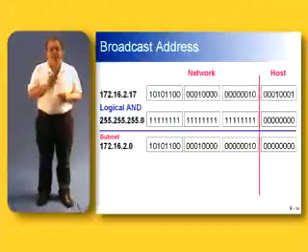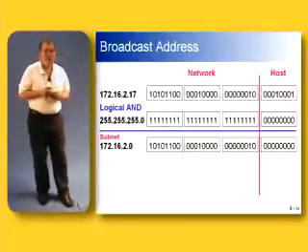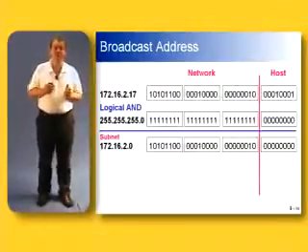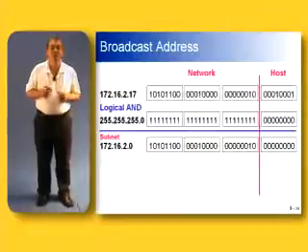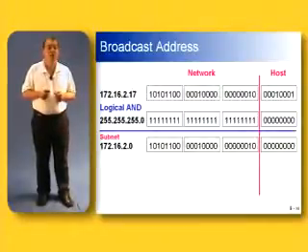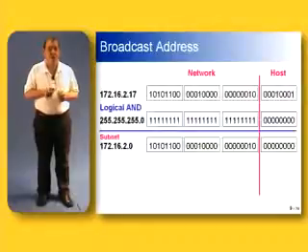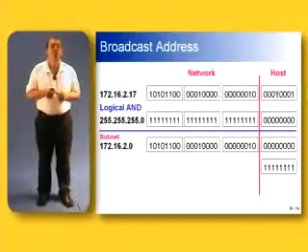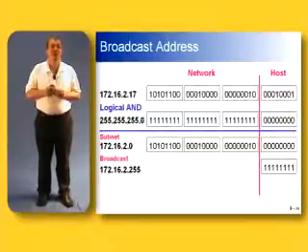Okay, let's do it again. Same address, 172.16.2.17, different mask though this time, 255.255.255.0. We do the logical AND between the two addresses, and we get a subnet address of 172.16.2.0 this time. We know that if we set the host portion to all ones, and then add in the subnet portion of the address, that will give us the broadcast address.